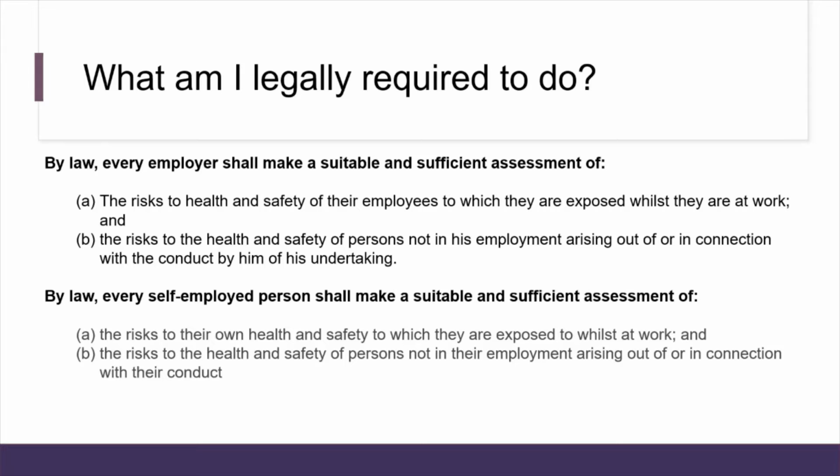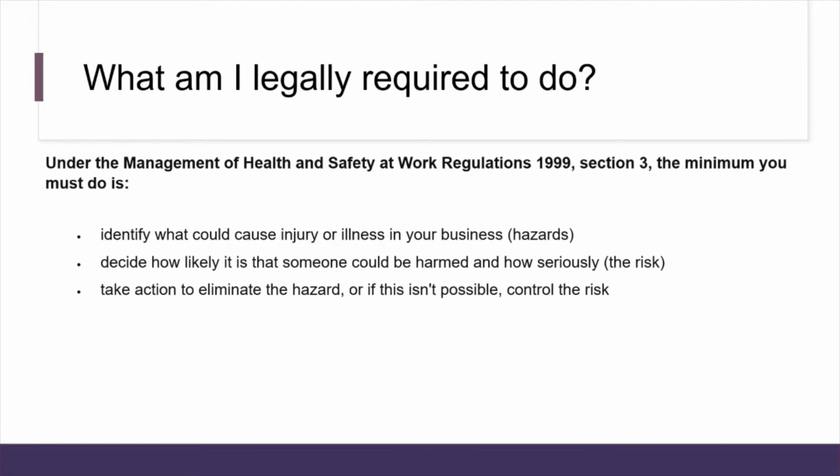Under the Management of Health and Safety at Work Regulations 1999, Section 3, the minimum that you must do is identify what could cause injury or illness in your business, decide how likely it is that someone could be harmed and how serious, take action to eliminate the hazard, or if this isn't possible, you must control the risk. Assessing risk is just one part of the overall process used to control risks in your workplace. For most small, low-risk businesses, the steps you need to take are straightforward.